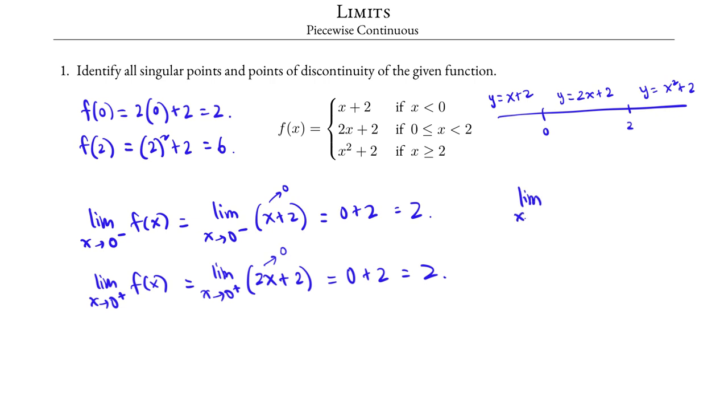Since the limits as x goes to 0 of f of x from the left and the right-hand side are equal, then the limit as x goes to 0 of f of x is 2. And we see that this limit equals the value of the function at 0 itself, which is also 2. Then there is no singular point, or there is no point of discontinuity. This is the precise definition of continuity of the function at x equals 0. We summarize that f is continuous at x equals 0.